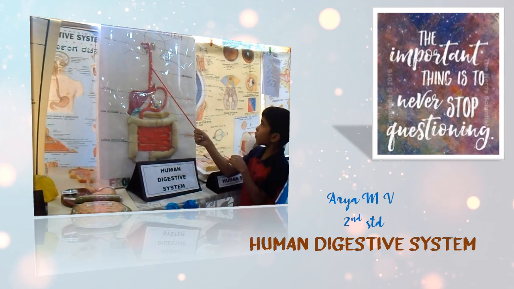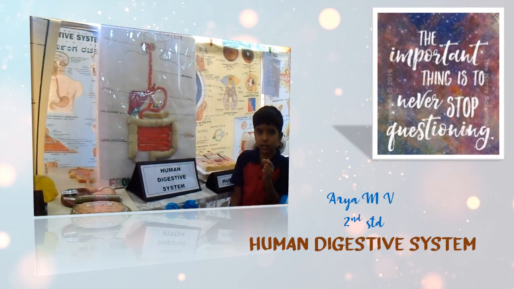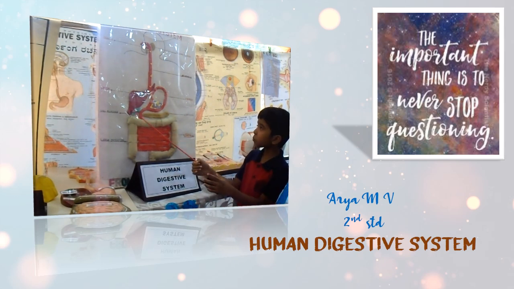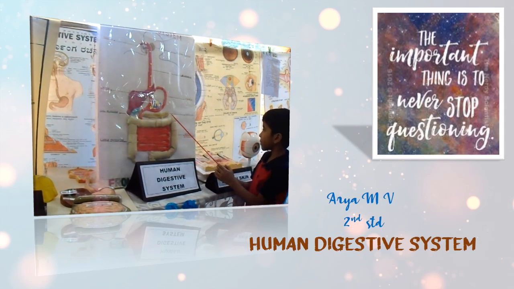The food goes to the esophagus. Esophagus is also known as the food pipe. The food goes to the stomach. Inside the stomach, there is gastric juice, HCl, and mucus. Liver produces bile juice. Gallbladder stores bile juice. Pancreas secretes pancreatic juice. Both juices mix and come to the small intestine.